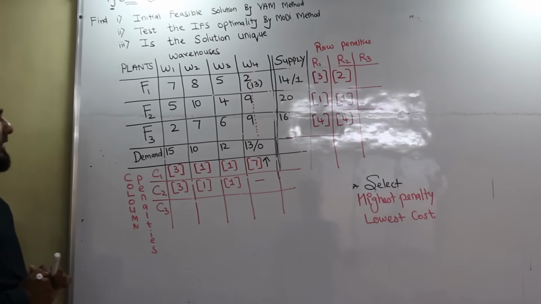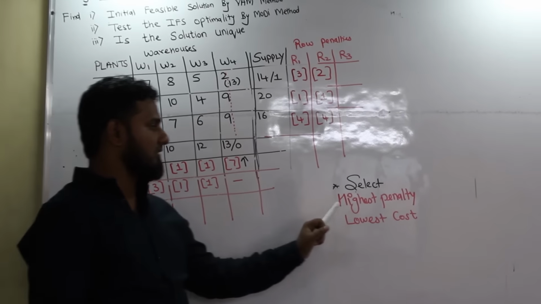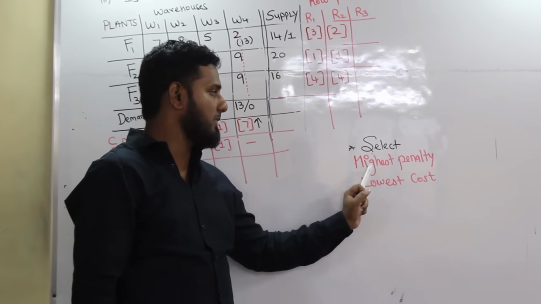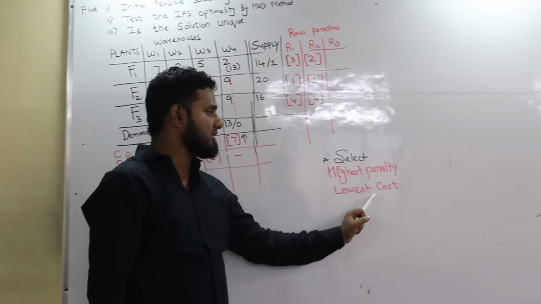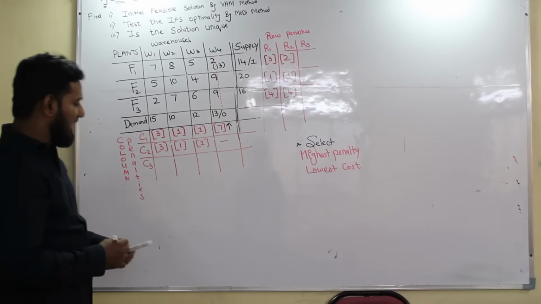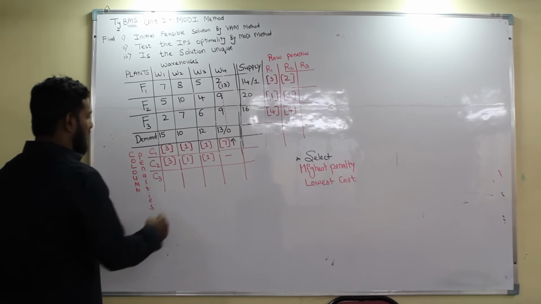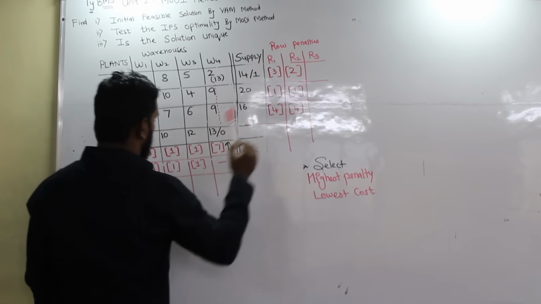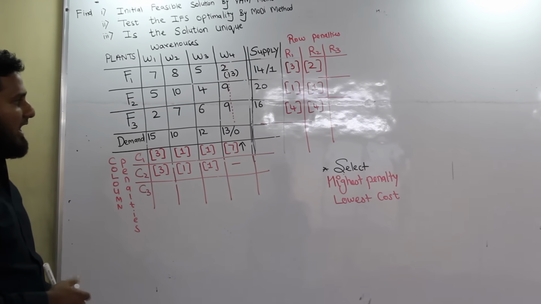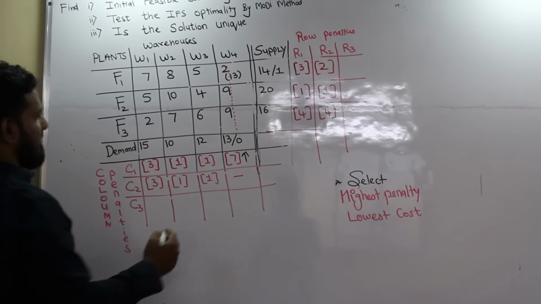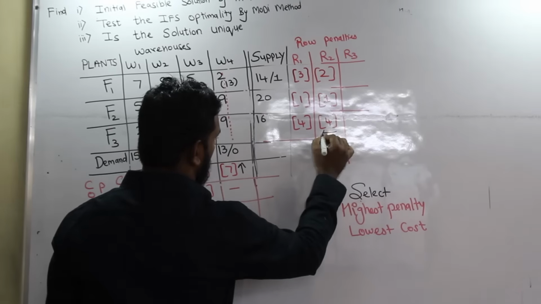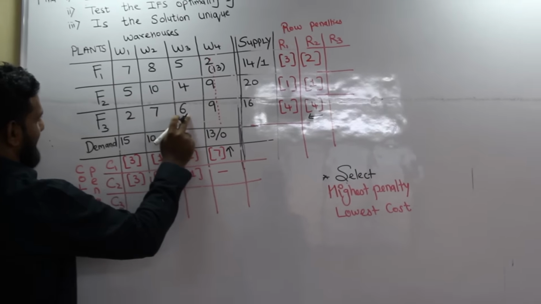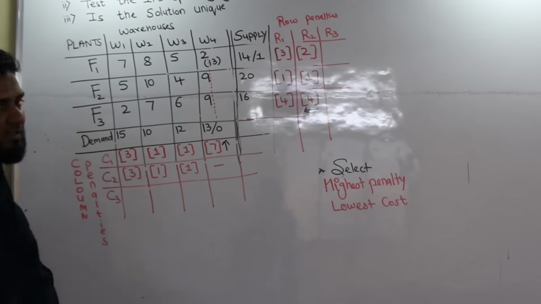Now moving forward, the same rule again: the highest penalty and the lowest cost. So again, which is the highest penalty over here? We got 3, 1, 1, 2, 1, 4. So we can say the highest penalty is 4. So here we will select row-wise 4. In this, the numbers we got are 2, 7 and 6. The smallest number, as you know, is 2.